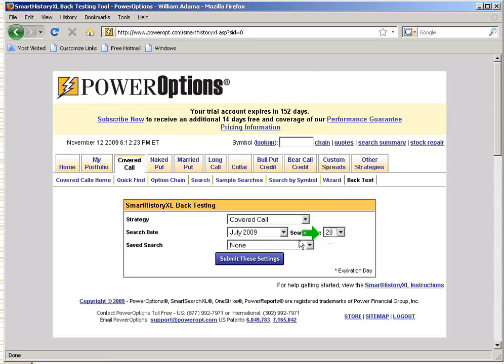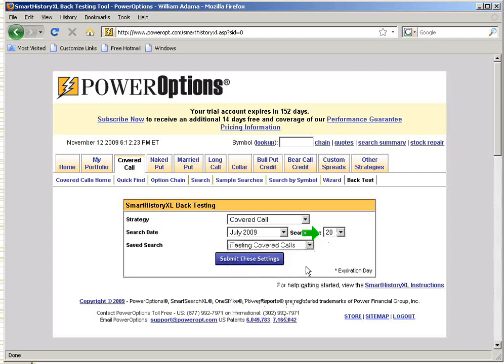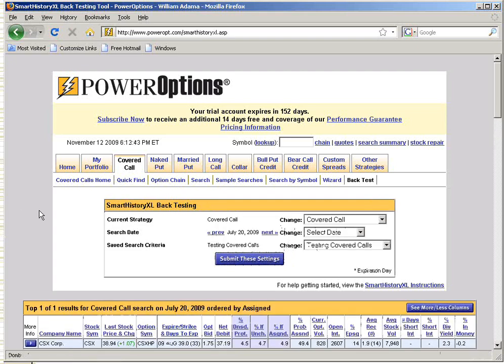July expiration. Okay? And here are the available searches that I've created, and we're going to see what results would have matched that testing covered call screen that was created Wednesday afternoon. All right, so I've got my date selected. I'm in the strategy. I've got my search criteria. I'm going to go ahead and submit this into the historical screens.